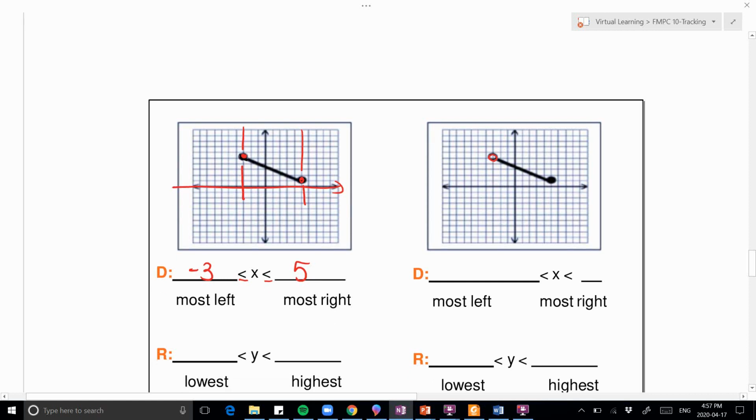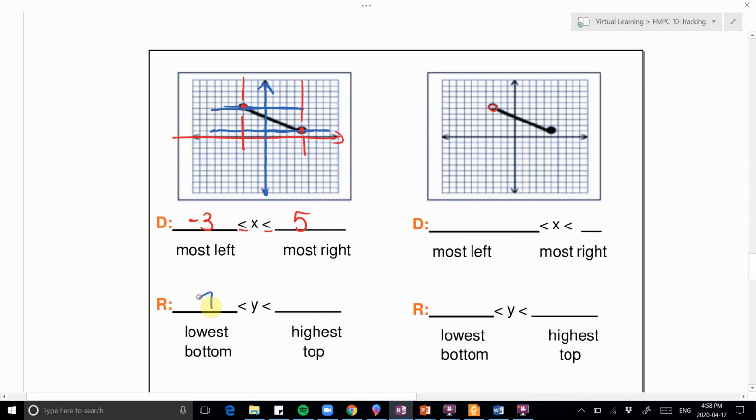And so for range, we do the same thing, except this time we're dealing with the y-axis. So we're going to start at the bottom, and we're going to move up. So as I go, I hit a point right here, and I hit a point right here. Those are making my line sandwich. At the bottom of my line sandwich is a 1, and at the top is a 5. And because those dots are filled in, they have to be a part of the data set. So I add a little equal sign in there, right? 1 is smaller than y, but it's also equal to, it's a part of that data set.